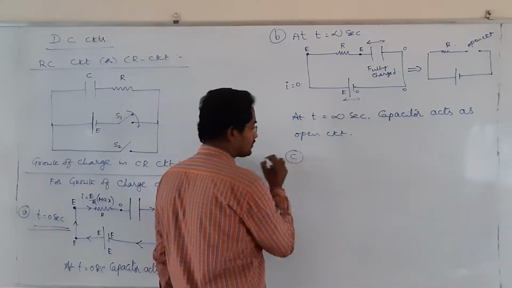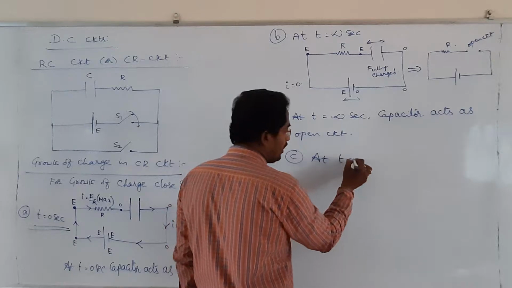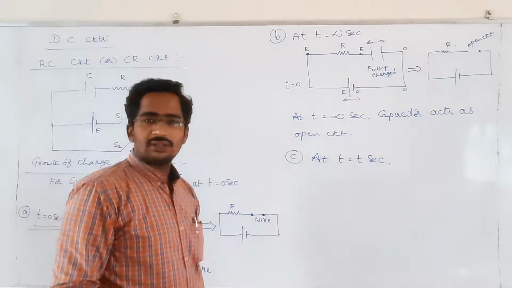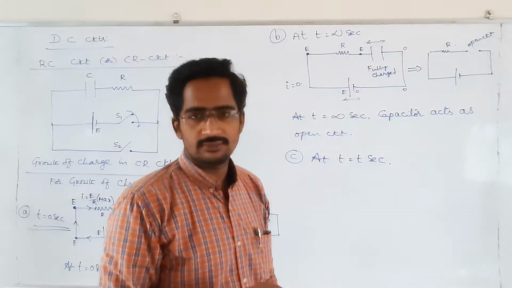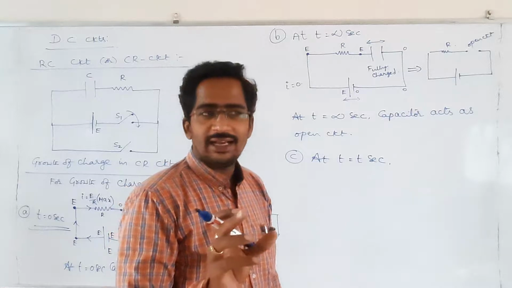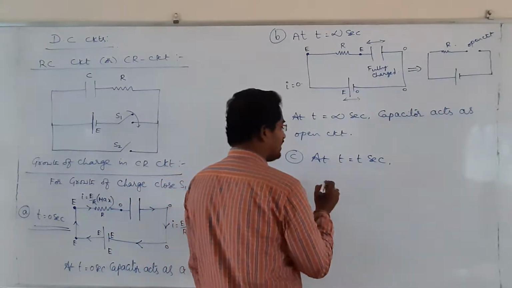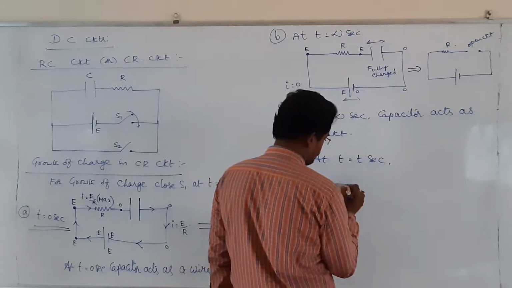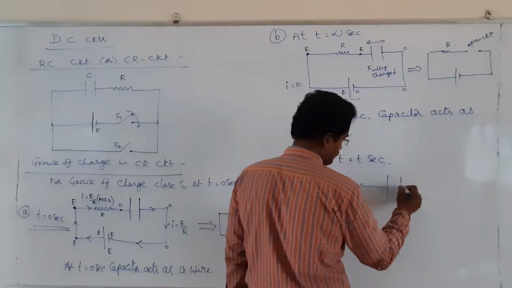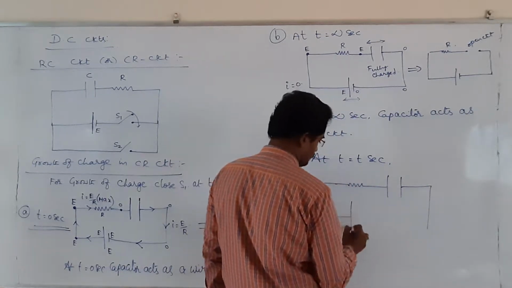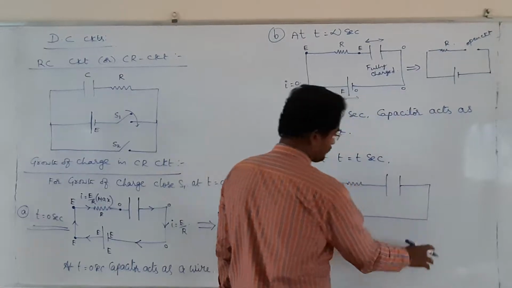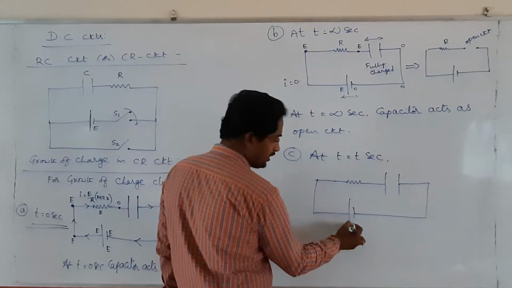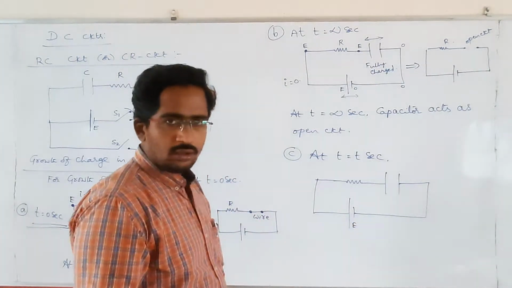Third case. At the time of t equal to t seconds, what about the current in the CR circuit? For that I am drawing the circuit now. At the time of t seconds, we don't know the current value; I want to get it.